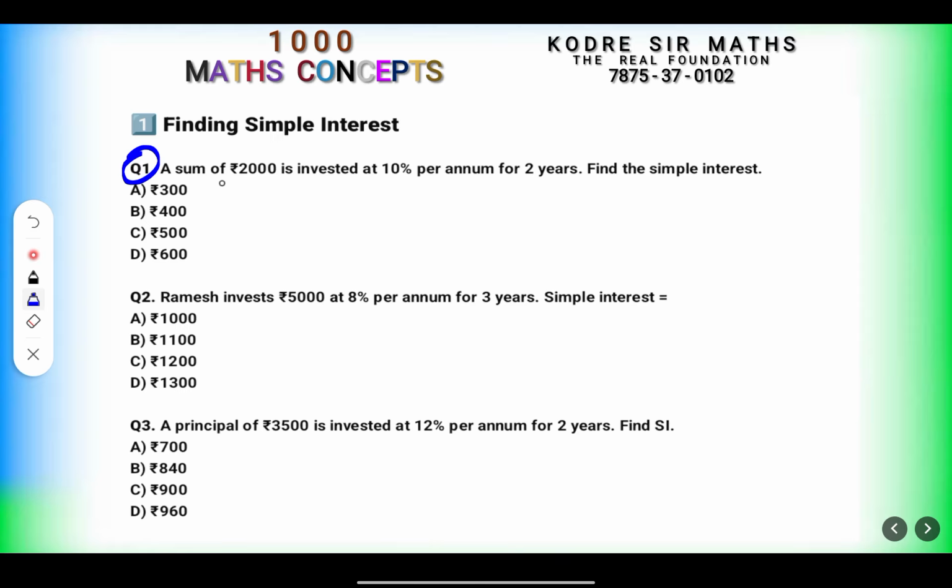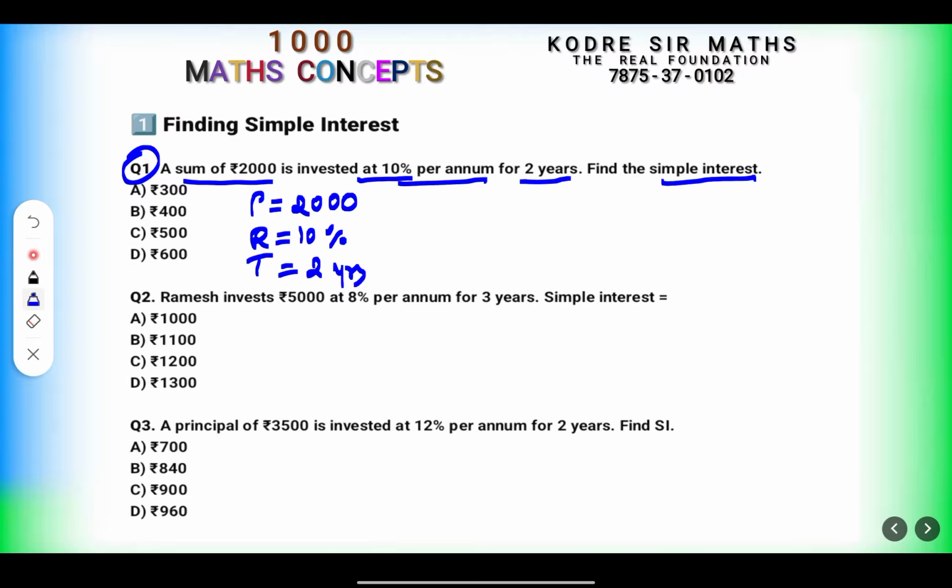In question number 1, a sum of rupees 2000. A sum means amount, okay? Or money. A sum of rupees 2000 is invested. Now invested means this amount, this money, this sum is the principal, which is 2000, invested at 10%. So the rate is 10% per annum for 2 years, meaning time is 2 years.